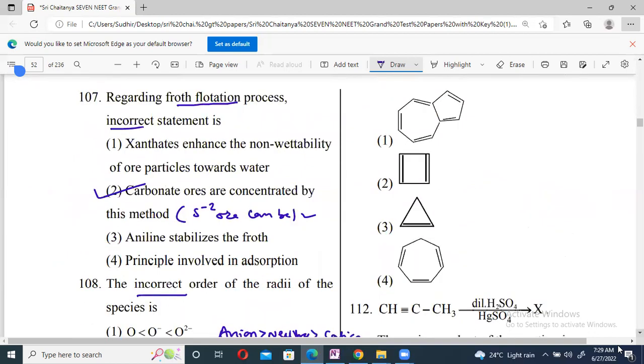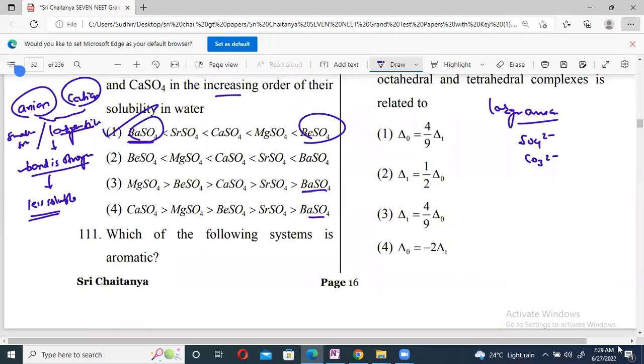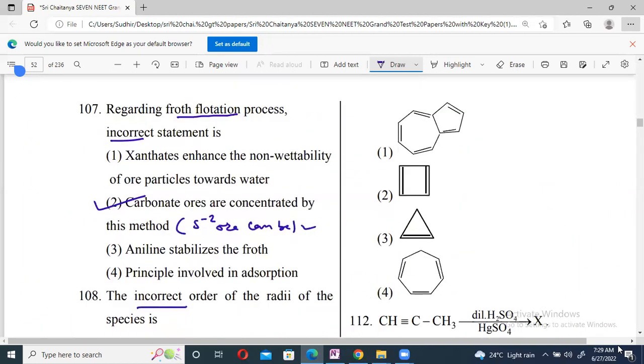In question number 111, which of the following system is aromatic? A very simple aromatic concept. See, this is an sp3 hybridized carbon, so it is non-planar. But a non-planar is non-aromatic. Here, sp3 hybridization, non-planar, non-aromatic.